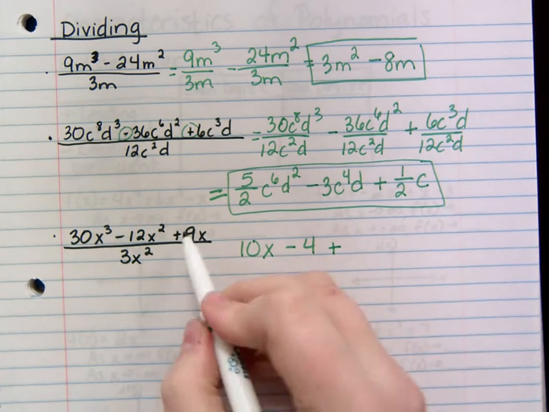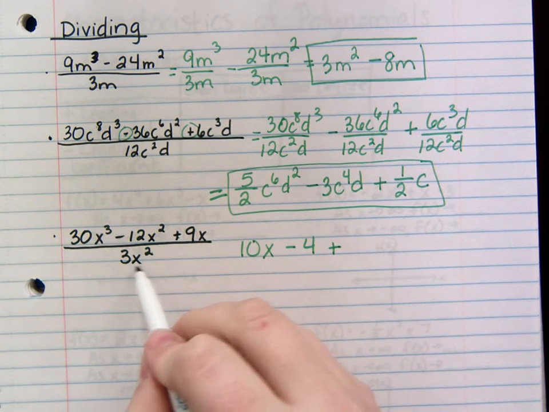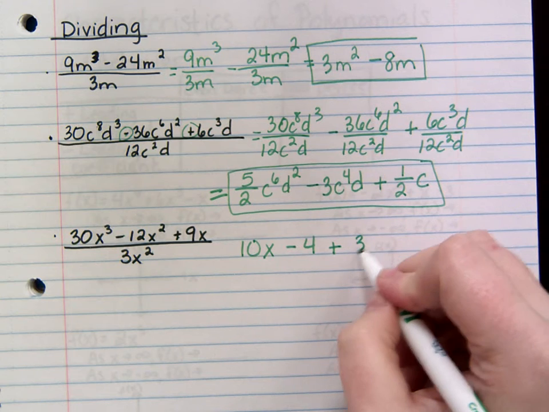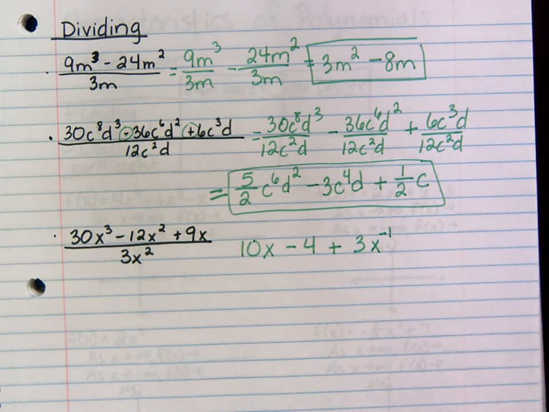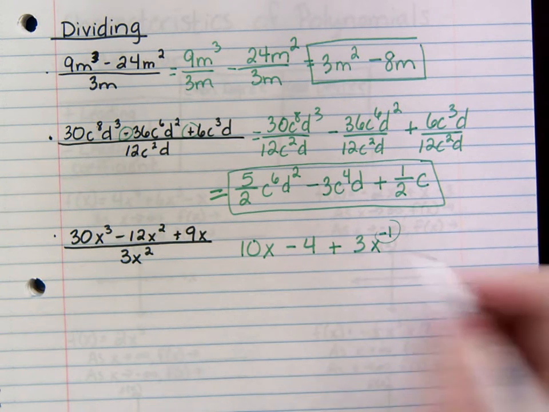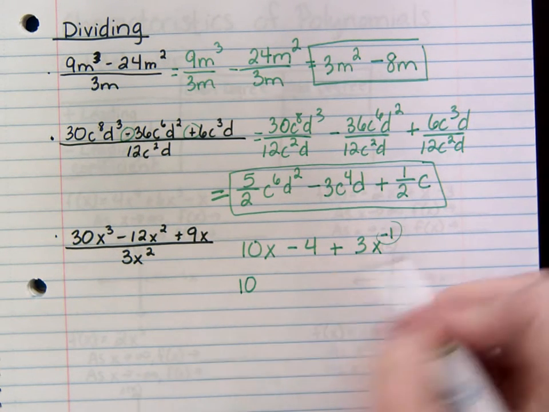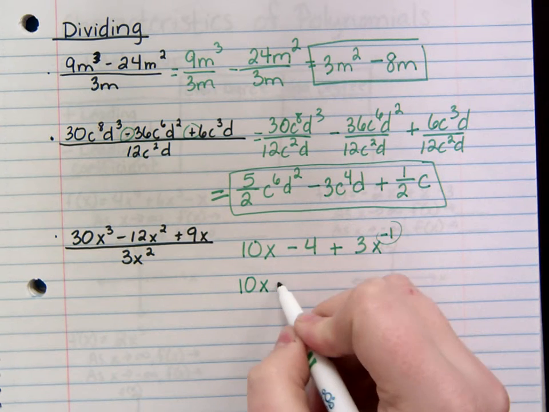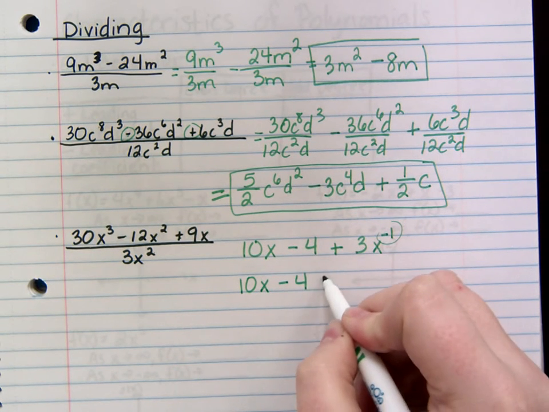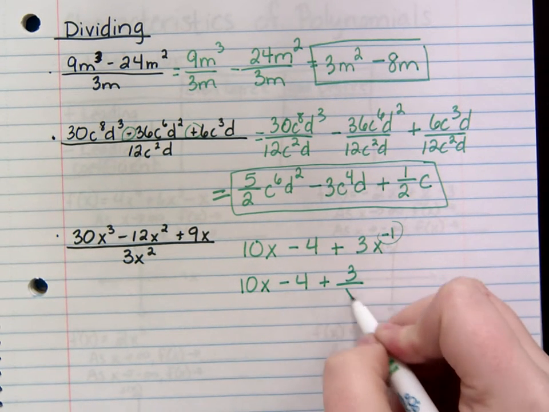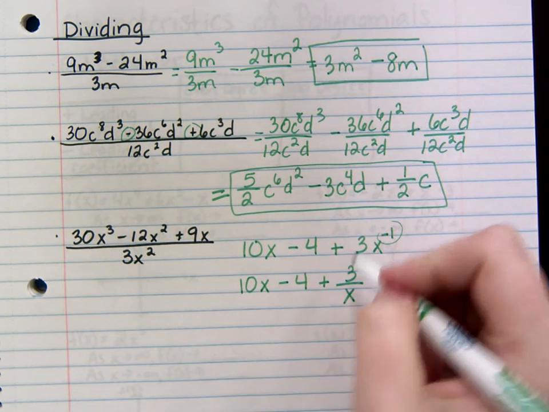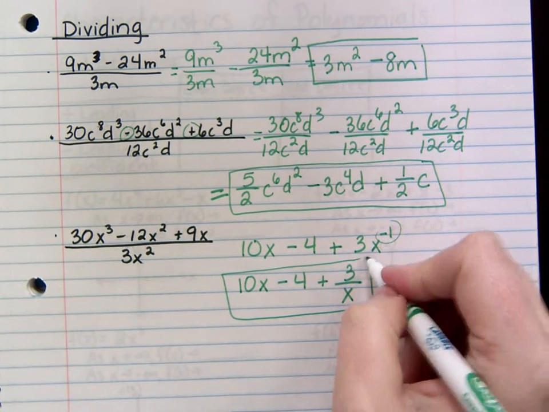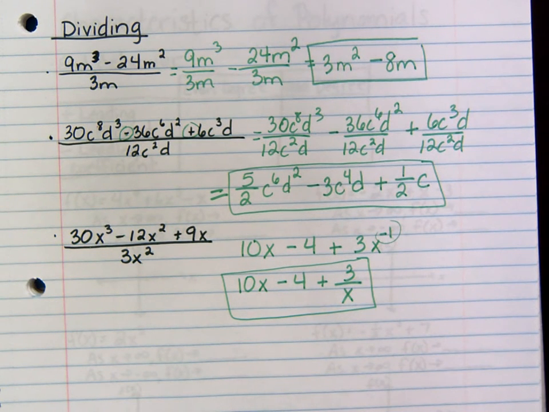Plus 9x divided by 3x squared. Well, 9 divided by 3 is 3. X divided by x squared is x to the negative 1. But you can't have a negative exponent, so you have to rewrite it. Now, that exponent only goes with that x. Therefore, only that x gets moved, and only to the bottom of that term. Alright, so that's it for operations with polynomials.